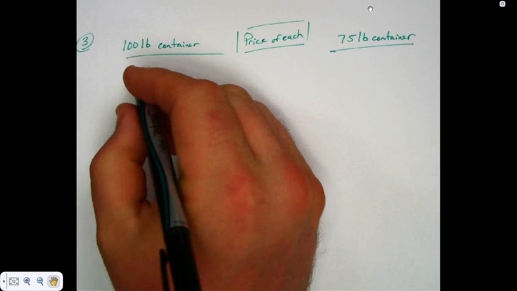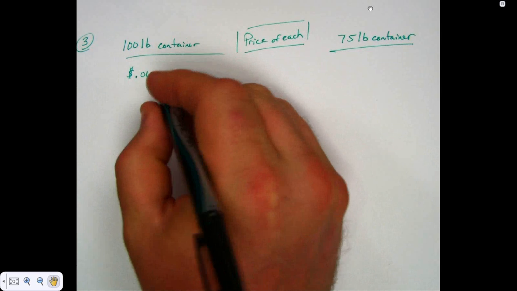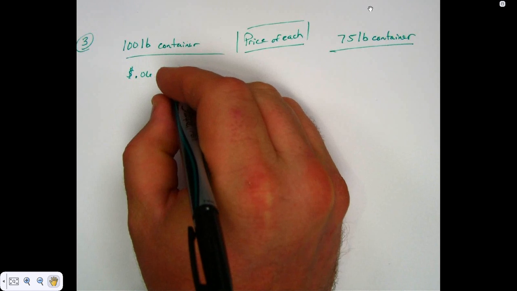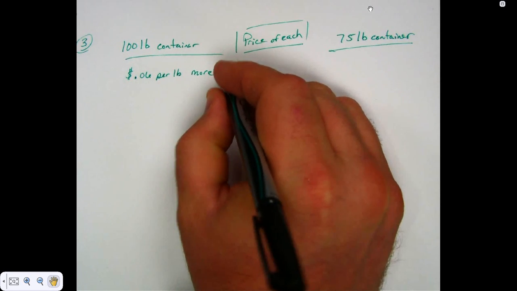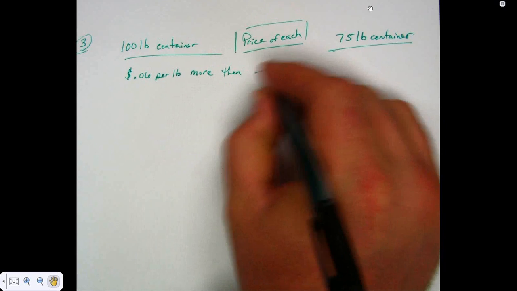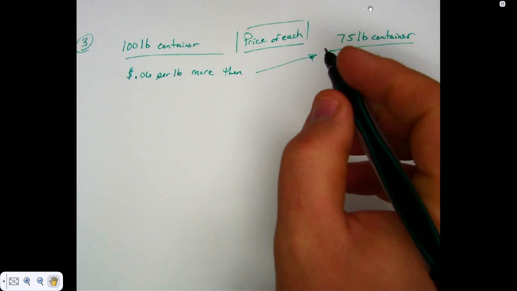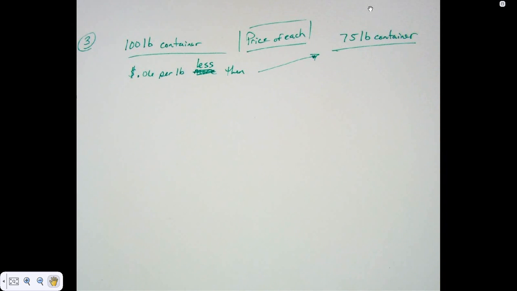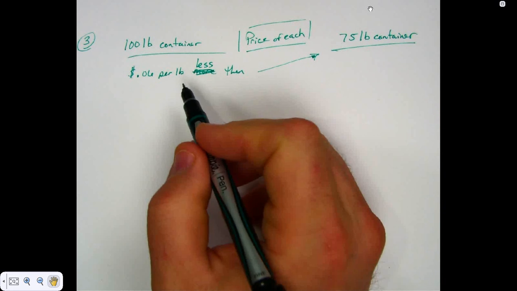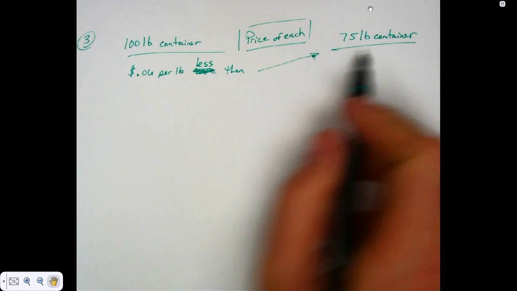They tell us that this one is 0.06 per pound more than that one, right? Or was it the other way around? They didn't say more, it's less. The unit price on the 100-pound container, is that what it says? Yeah, it says it's less than this one. Okay, 6 cents less. It's basically 6 cents less than this one, but we need to leave it in terms of dollars.